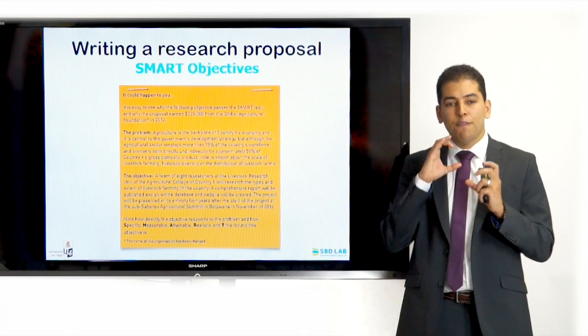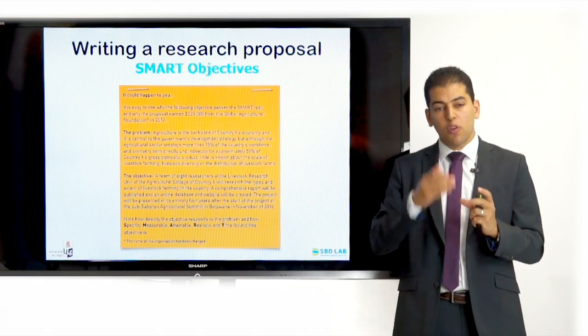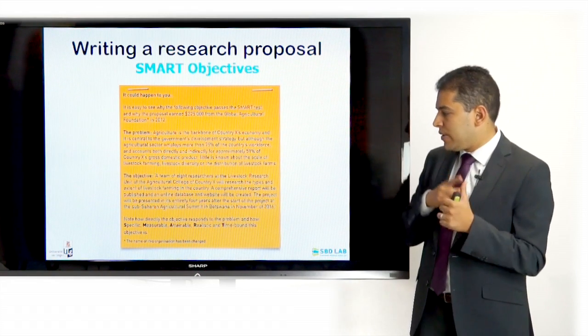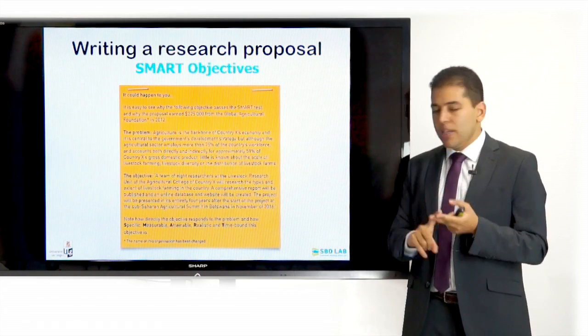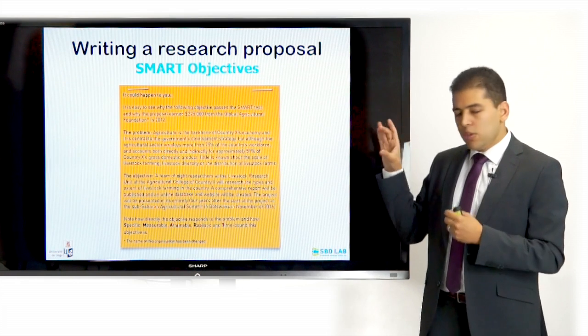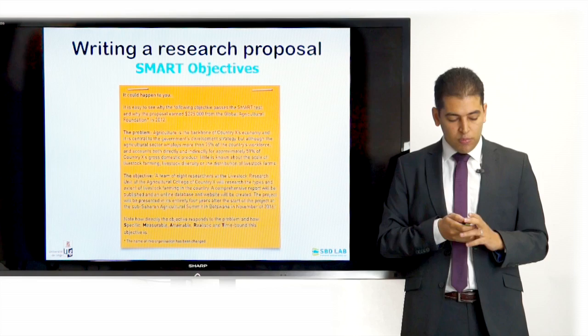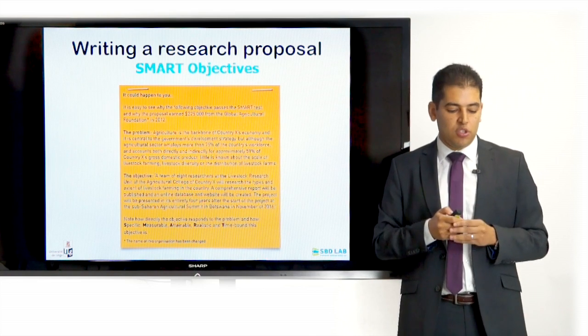So you have here a very clear, objective, operational aim, with steps following up, and I can measure it. It's specific, it's attainable, it's realistic, it's time-bound. So this is the way to write a good research aim and research objective, and this will be the start of your research proposal.